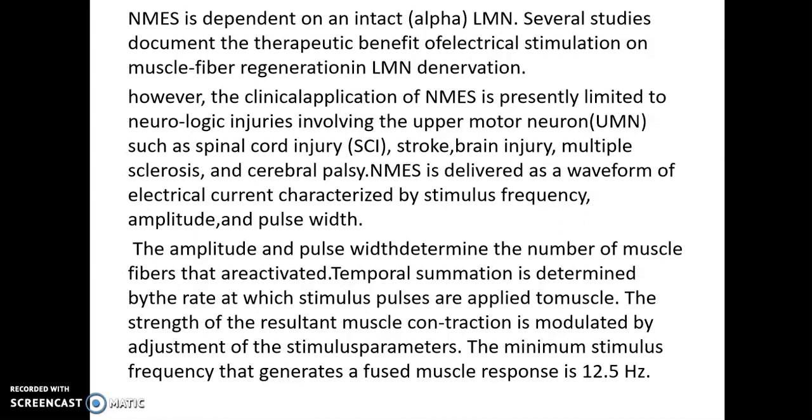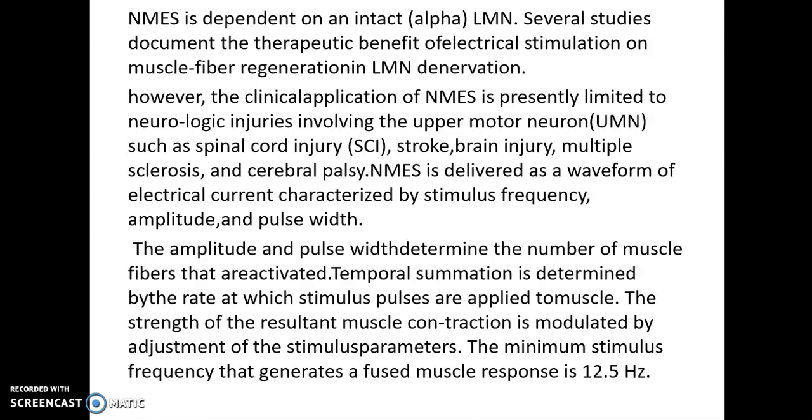So NMES is delivered as a waveform of electrical current characterized by stimulus frequency, amplitude and pulse width. So mainly it is given in a waveform. So two types of waveform are given. One is biphasic and uniphasic. In this, we are giving biphasic in NMES. In the biphasic, we have symmetric as well as asymmetric waveforms.